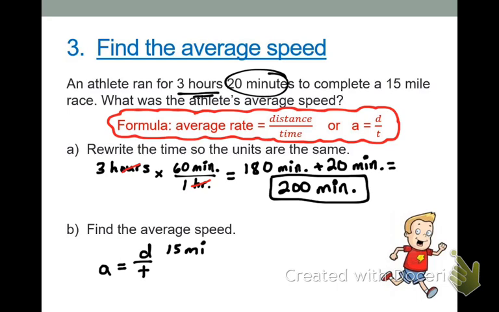What's the time I went? 200 minutes. Okay, I don't want you to come up here and put 3 hours and 20 minutes. You've got to put it to where you've got all one unit. Now, when you're finding the average speed, you've got to make sure that you find it per unit rate. What does the denominator have to be for a unit rate? 1. How do I get this 200 minutes to turn into a 1? Divide by 200 on the top and the bottom.